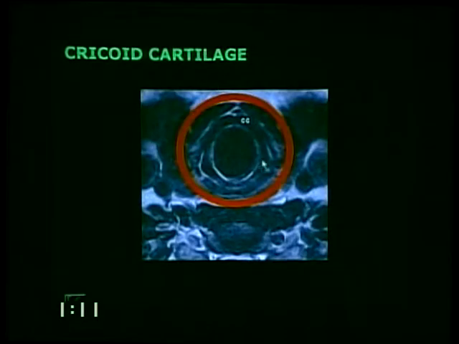The only completely circular cartilage in the human body is the cricoid cartilage. Why is this important? If it is completely circular and there is compromise, you are compromising the airway. And that's going to be a problem because it is a surgical emergency.